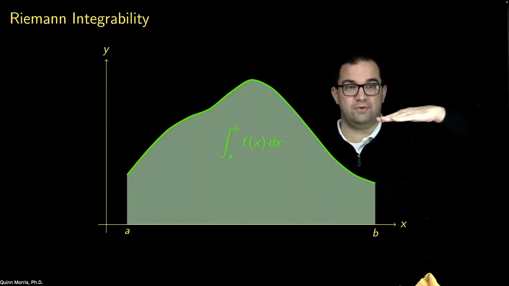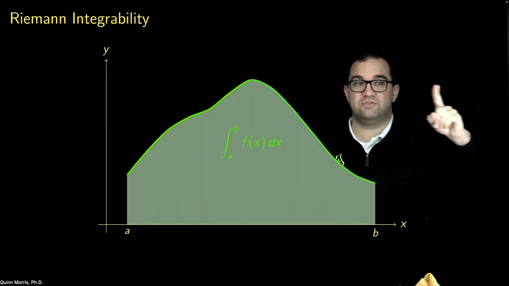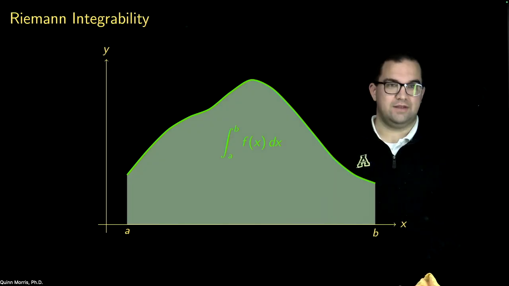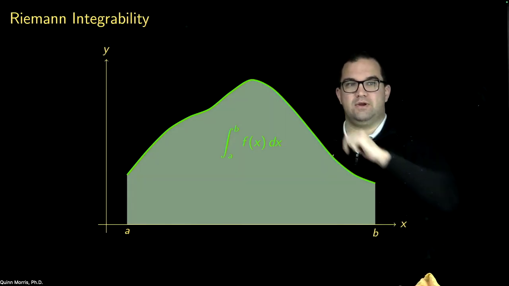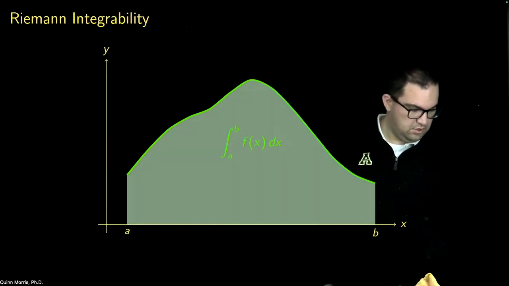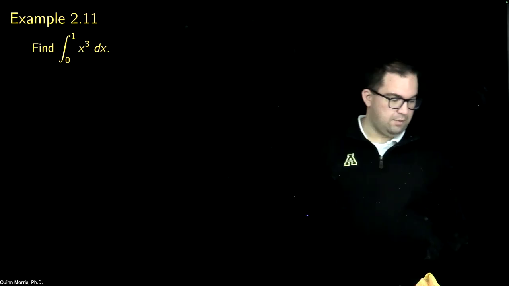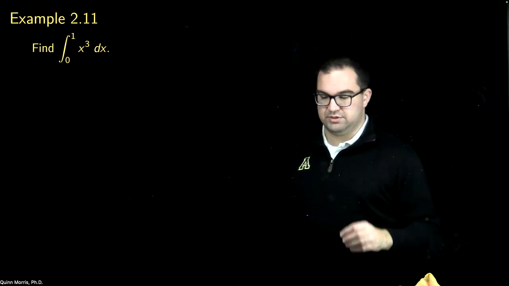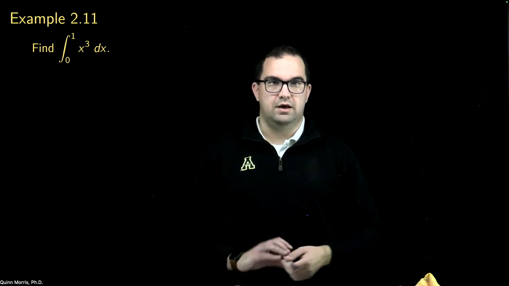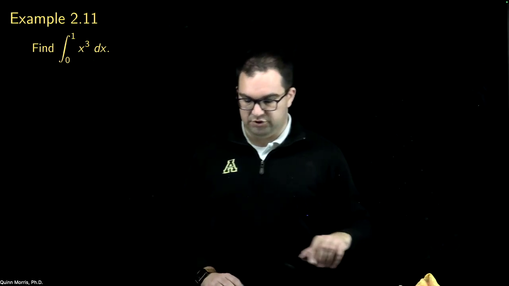That gives me my upper Riemann integral. And if those values are the same, then we will say my function is Riemann integrable. And what I'm really recovering is the area of this region. Okay, all right, so let's look at a couple of specific examples and work through some of the details related to actually using this definition.